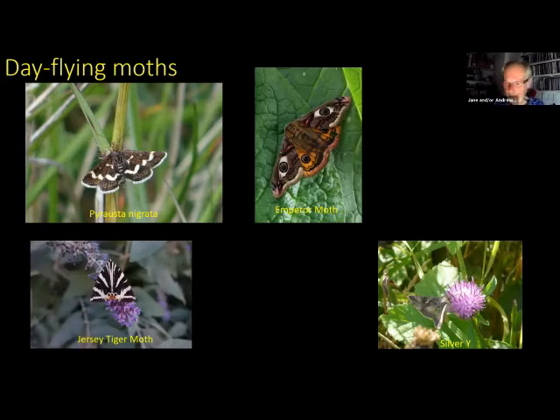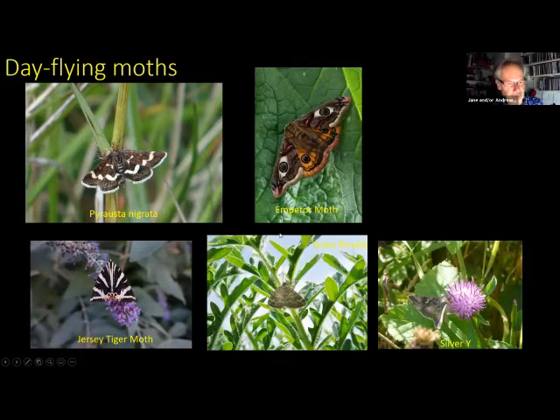One that many people would be familiar with now, the Jersey tiger. Five years ago, we would not have been talking about it for our area. Now it's a very common moth, certainly in London and in East Hertfordshire. It's gradually spreading further north and west.